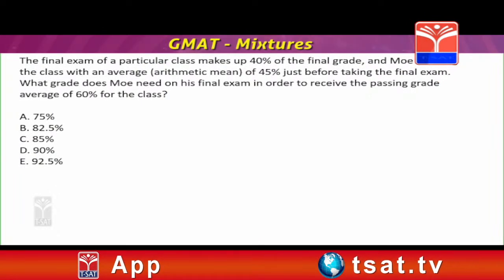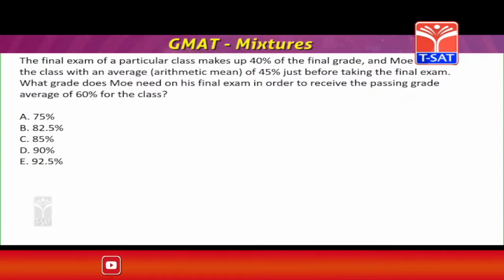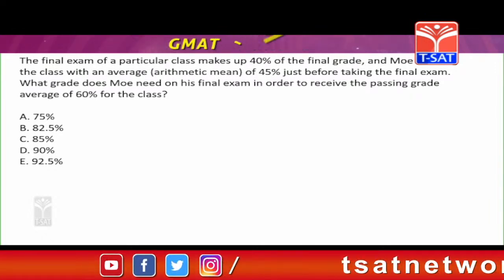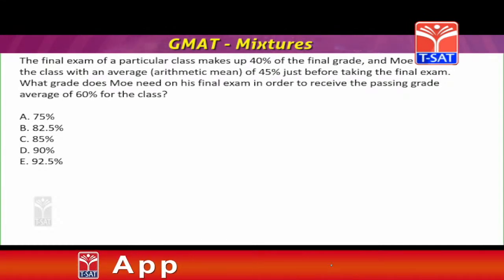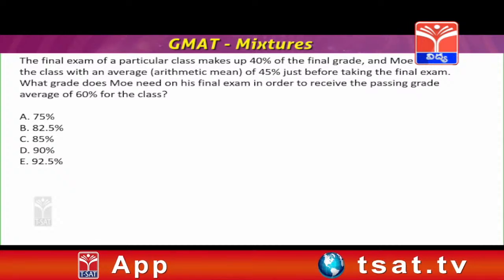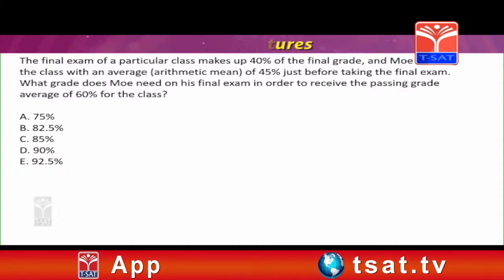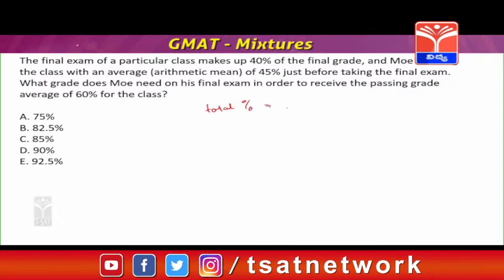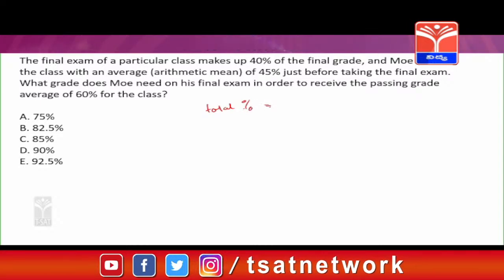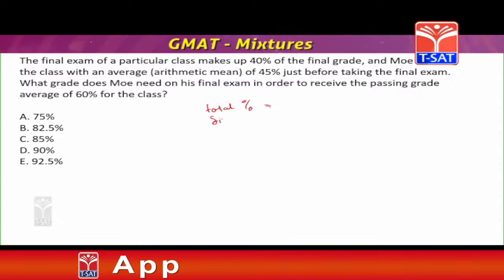The final exam of a particular class makes up 40% of the final grade, and Mo is failing the class with an average of 45% just before taking the final exam. What grade does Mo need on his final exam in order to receive the passing grade average of 60% for that class? So, the total percentage will be calculated by how much? It is the final, that is the total, final grade.